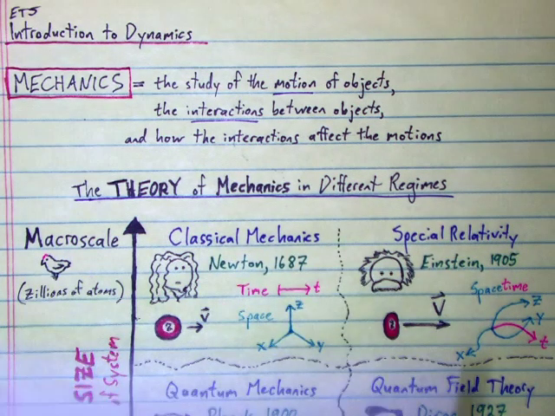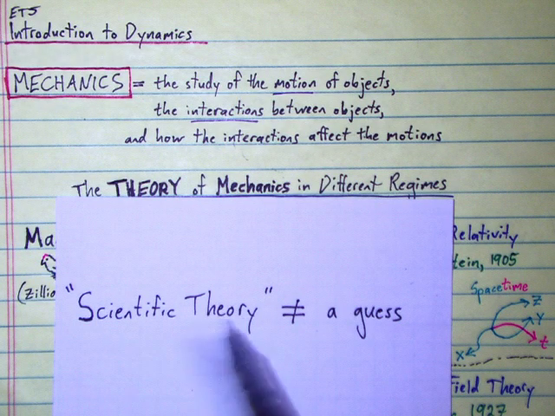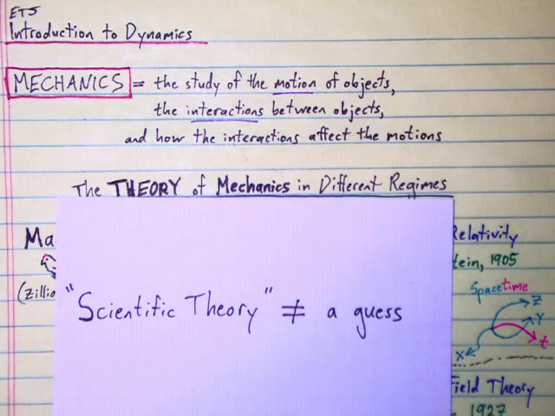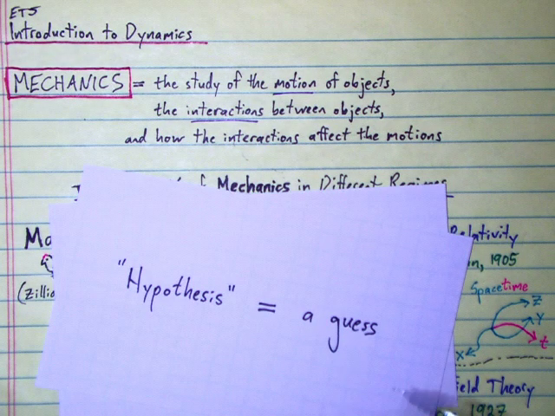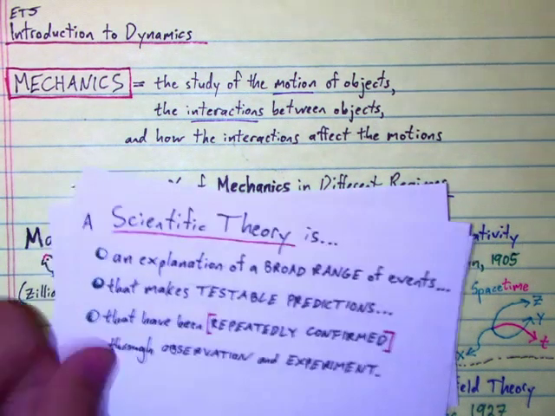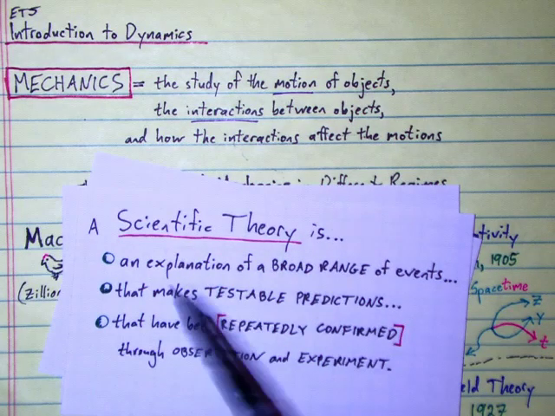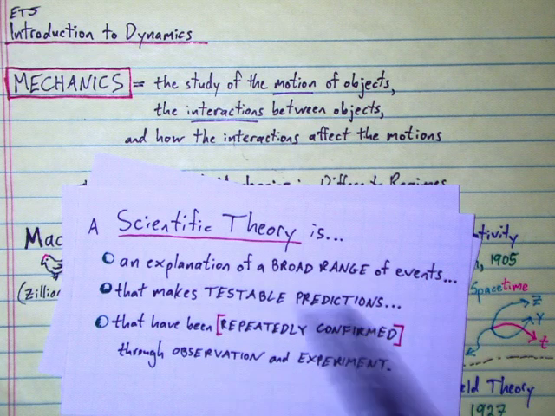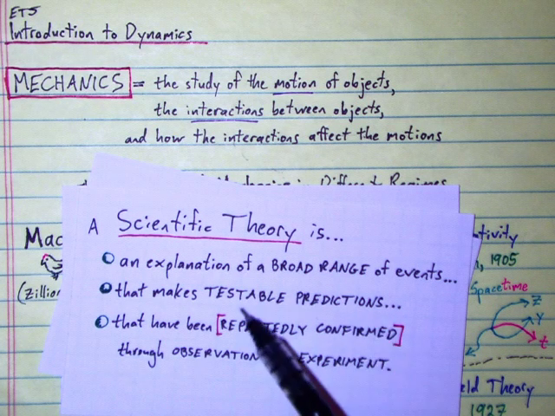The first thing I want you to understand is that when we say the word theory in science, a theory does not mean a guess. The term hypothesis, that means a guess. But in science, the term theory refers to something much more significant, much more important. A scientific theory is an explanation of a broad range of events, and it has to make predictions about how systems will behave, predictions that we can test.